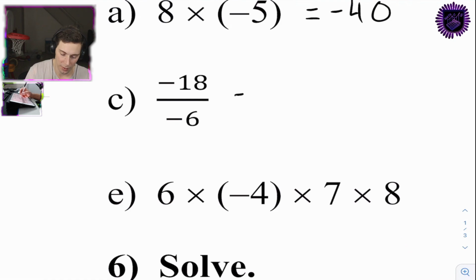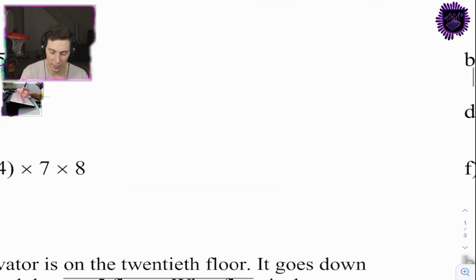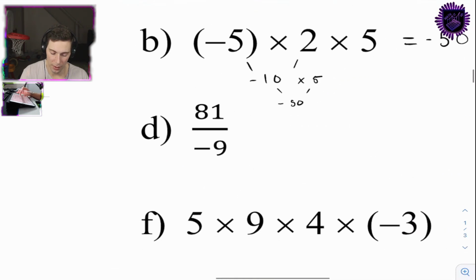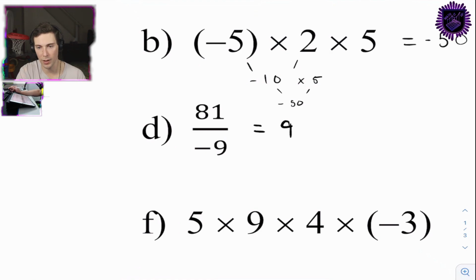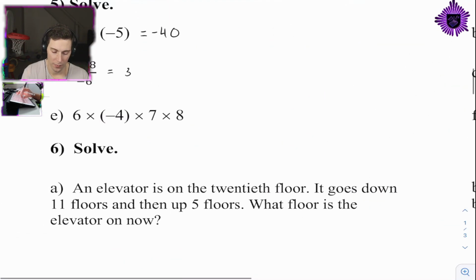This is just simply going to be 3. Negative divided by negative is positive 3. 81 divided by 9 is going to equal 9. 81 is the square of 9. And it's positive divided by negative, so negative 9 will be our answer. All right.